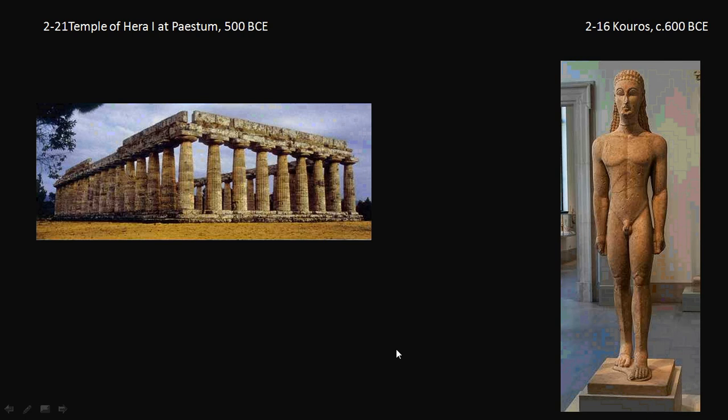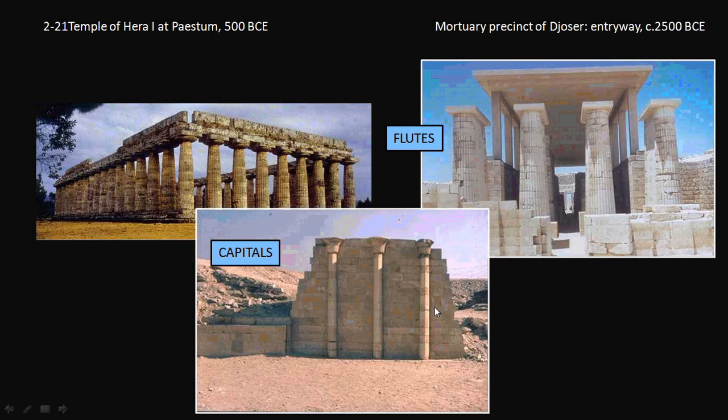As a direct sign of the influence of ancient Egypt, if we look back at Egyptian buildings, here's the mortuary precinct of King Zoser, who had the step pyramid that we saw before. You can see that the Greeks have adopted the idea of fluted columns with these vertical bands, as well as the idea of capitals. In ancient Egypt, they were based on papyrus plants, but here they've been schematized. So this shows us how important the contact with Egypt was also for architecture. It gave birth to stone architecture in Greece.